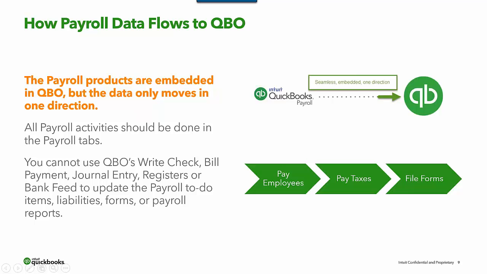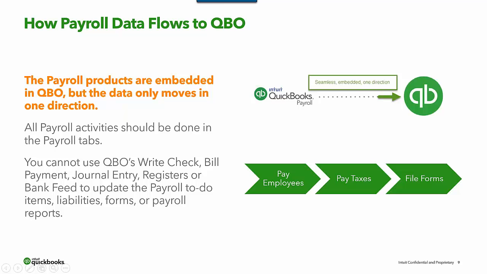Something to know, regardless of which version of QuickBooks Online payroll products you're using, the payroll products are embedded inside of QuickBooks Online, but the data really only moves in one direction. I think that's important to know. So all of the payroll activities will be done within that payroll add-on product, and it's seamless and embedded and all of that flows to the registers, but it doesn't go the other direction. So if you're in QuickBooks Online and you're writing checks, or putting in journal entries or doing things in the registers or the bank feed, it's not going to impact payroll. So all the payroll stuff needs to come from payroll and go into QBO, not the other direction.